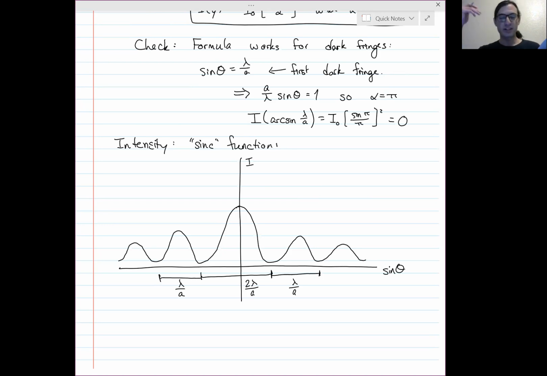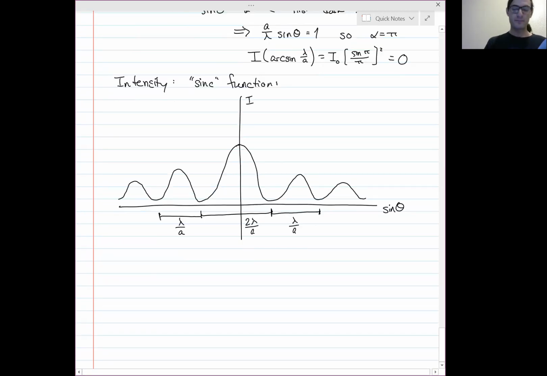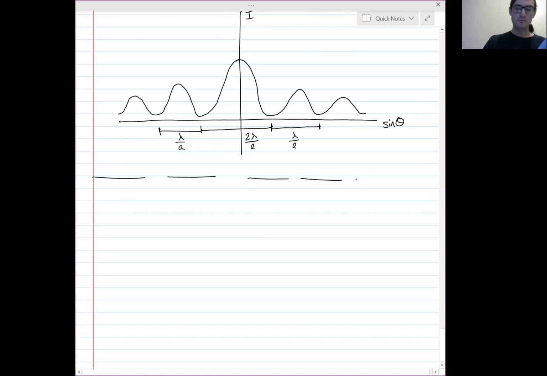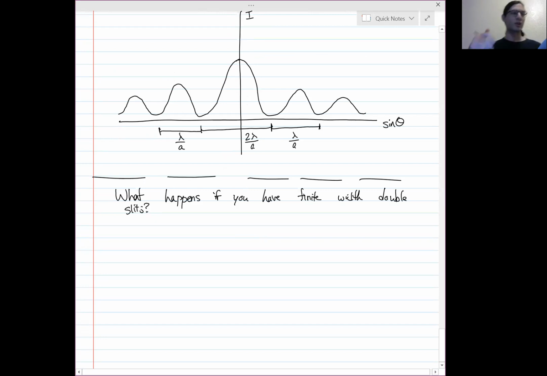Okay, great. So that's all of the single slit. Things get just a smidge more complicated. What happens now if you have finite width with double slits? So now we're combining the two phenomena. So no longer are your slits infinitesimal in width for your double slit, and also now we have 2 single slits. You could view it either way. So we combine the effects.